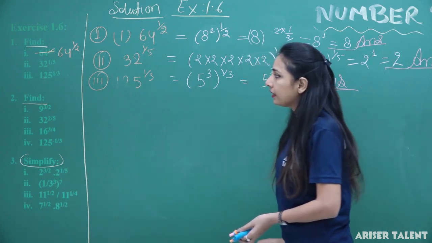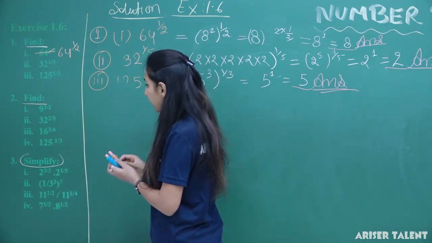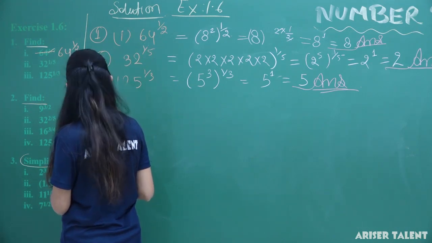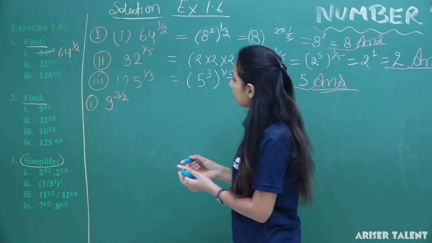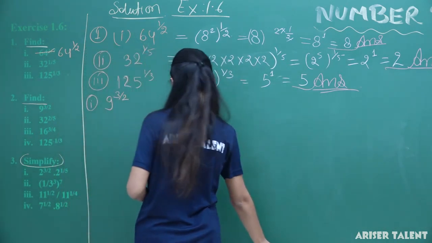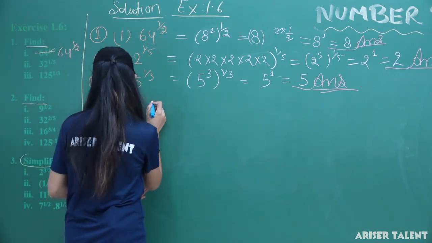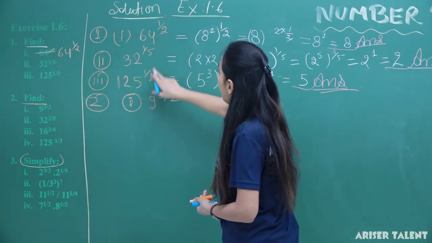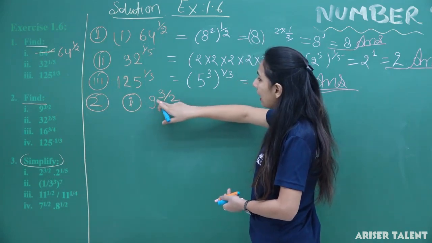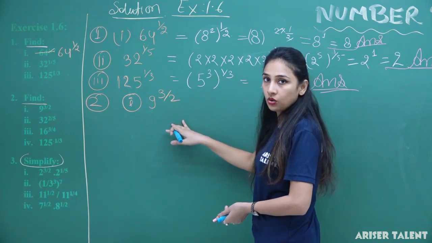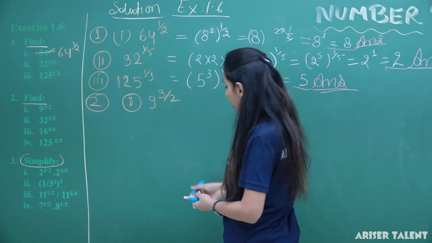Now the second thing: again we have to find a particular answer for a particular question. The first is 9 raised to power 3 by 2. Now in the first category, students, look carefully. You were having 1 as the numerator and something in the denominator. In this one, you have something in both places, nothing like 1. So this is a little different from those, but the concept is going to be the same.